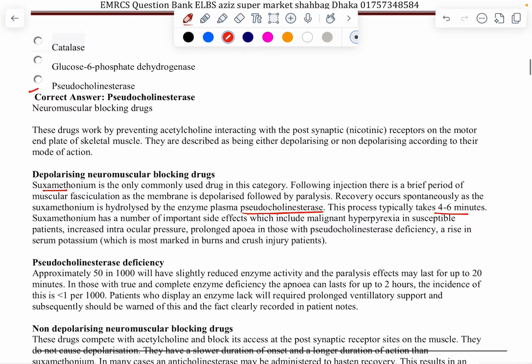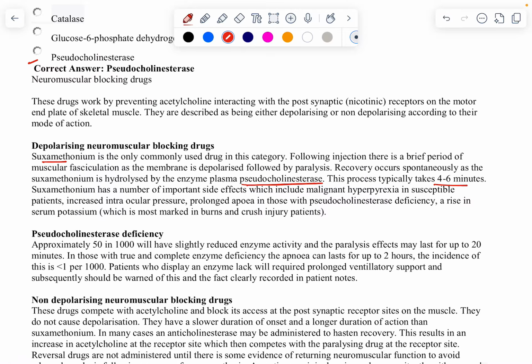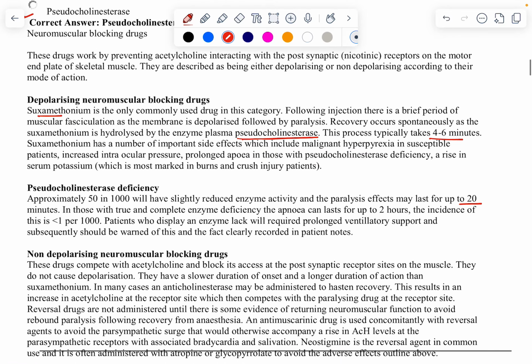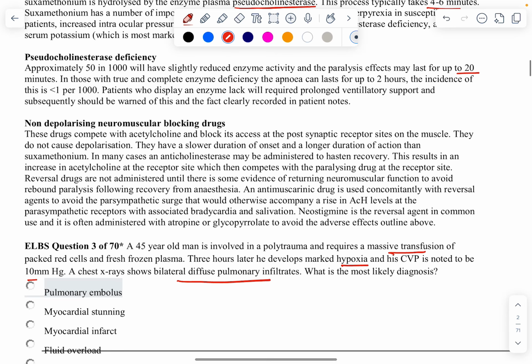So with slightly reduced pseudocholinesterase enzyme activity, the depolarization may last up to 20 minutes. In those, it can extend up to 20 minutes. Non-depolarizing muscle relaxants, even depolarizing. What is the next question?